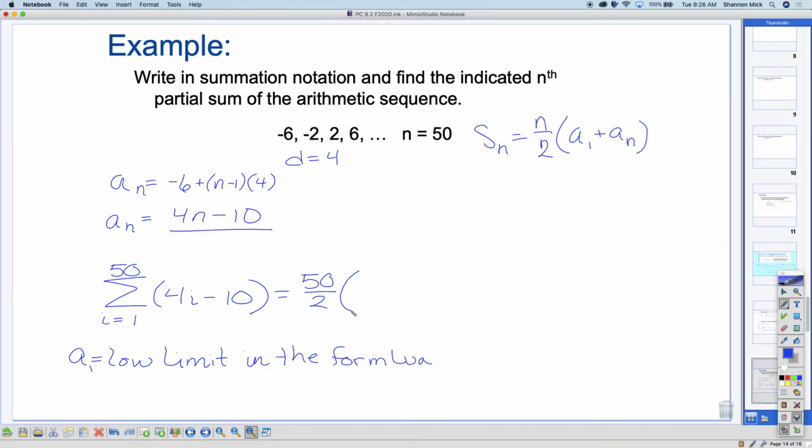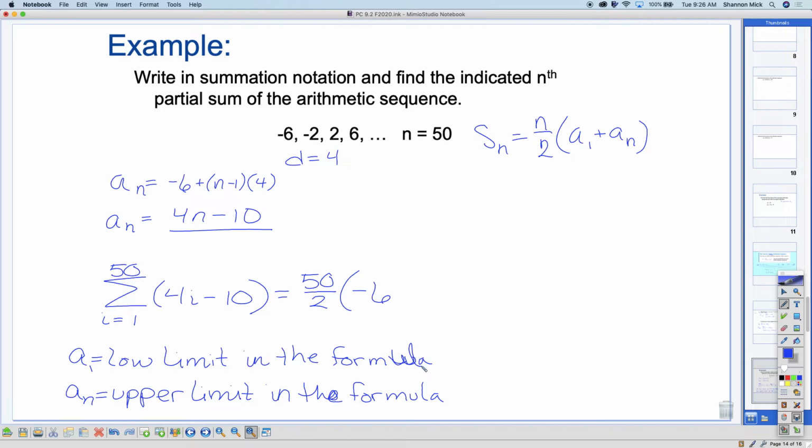A sub 1, we plugged in the lower limit and got negative 6. Now a sub n, guess how you get it? Plug the upper limit in. So 50. So 50 is the upper limit. Yes. Why is it over 2? Because you're doing pairs, remember? Yeah, we did pairs.